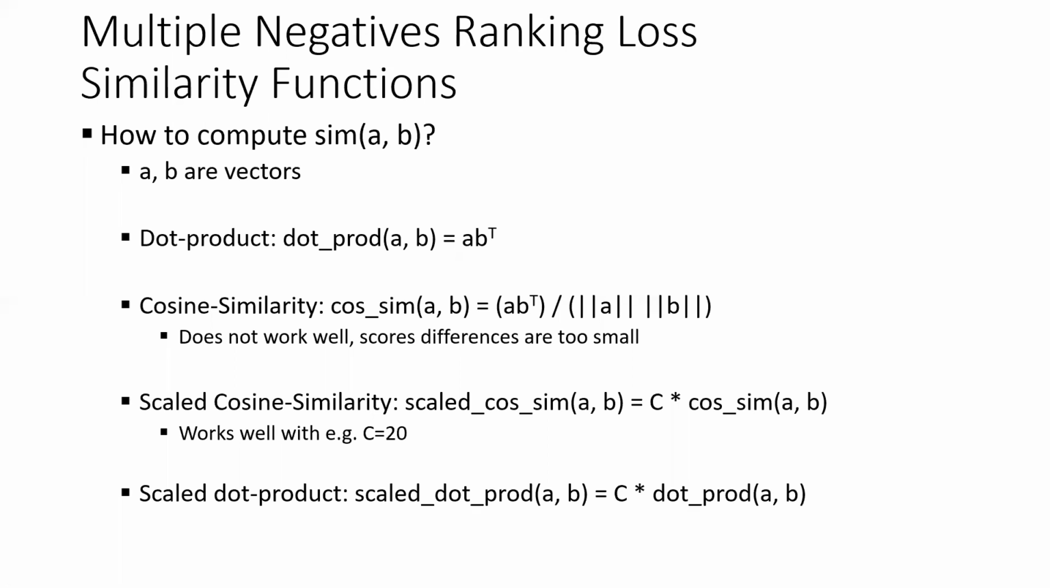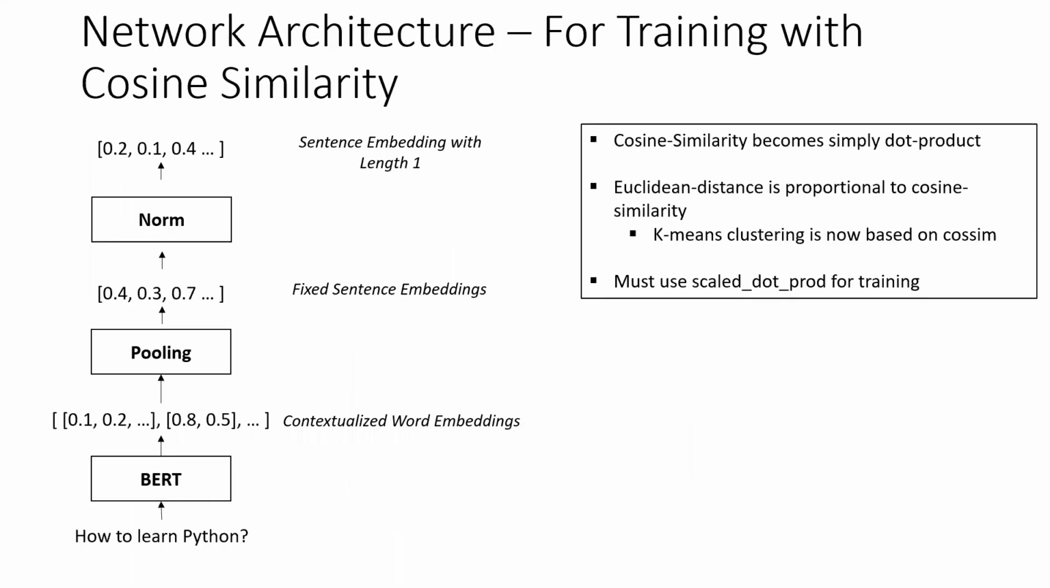Of course, you can also do scaled dot product, where you take the dot product and you scale it by some factor. This can be interesting when the dot product is limited in length. So if you have vectors which are of unit length, of length 1, then the dot product is equal to the cosine similarity. So the max score for the dot product can just be 1. And in this case, you would also need to train with scaled dot product.